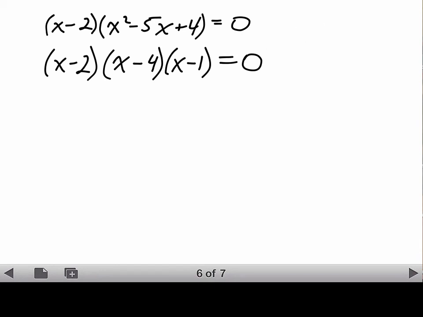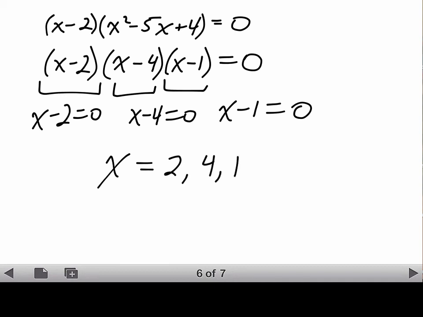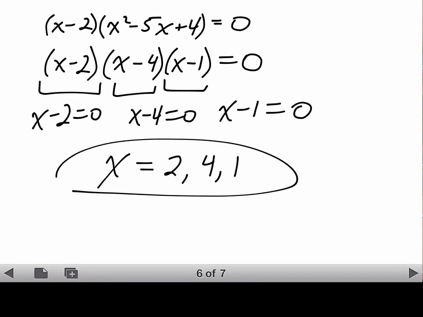How about this? If it starts with an equal sign, it should have an equal sign every step of the way. Okay, well here I have three factors, x minus 2, x minus 4, and x minus 1, that are multiplied to give me 0. That means that x minus 2 is equal to 0, or x minus 4 is equal to 0, or x minus 1 is equal to 0. I think you'll agree that that means that x could be 2, 4, or 1, the three solutions to this, and I write the solutions separated by commas for our final answer.